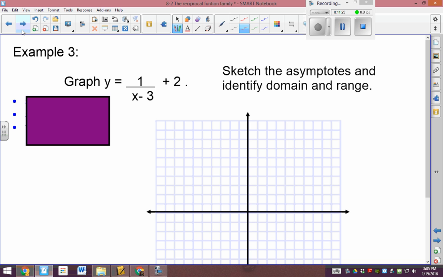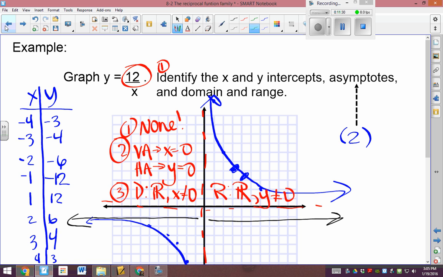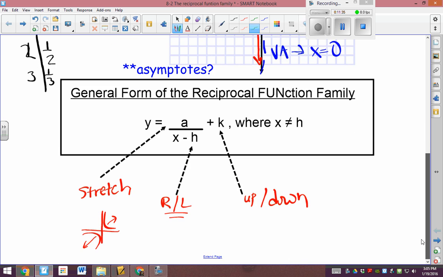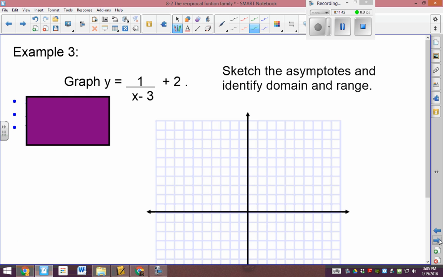Whoa, we got some extra numbers in here. So if you go back to that original y equals a over x minus h plus k, we have to remember h is on the bottom and k is on the end. Here we go. So h is 3 and k is 2. So this is an up 2, and for h we always have opposite, so it is to the right 3 units.